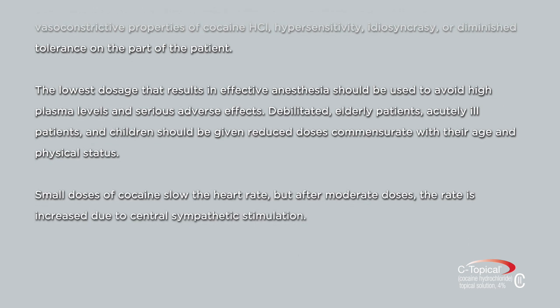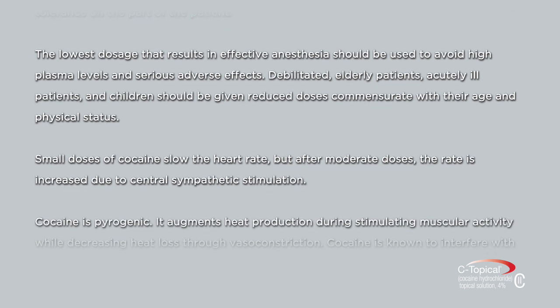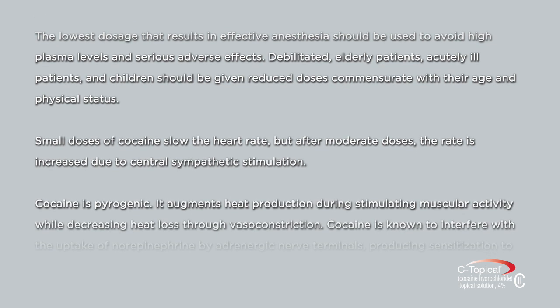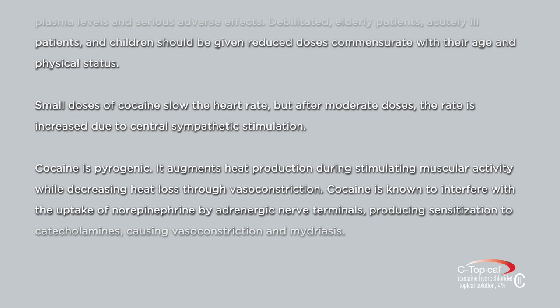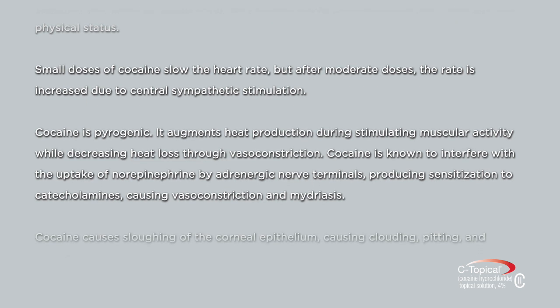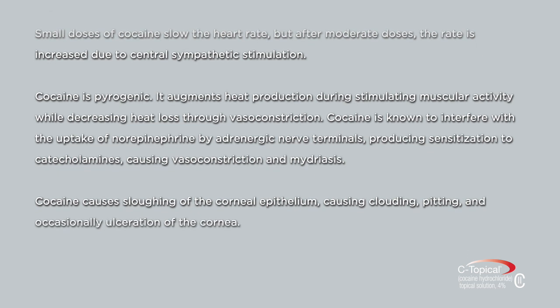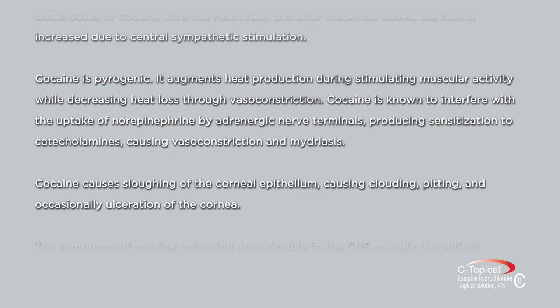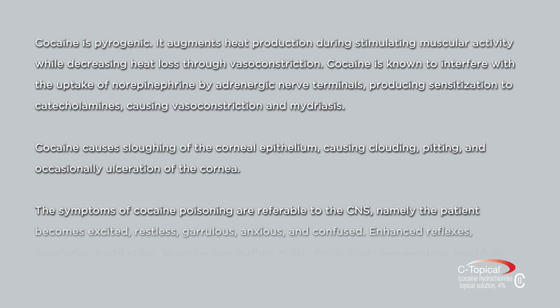Small doses of cocaine slow the heart rate, but after moderate doses the rate is increased due to central sympathetic stimulation. Cocaine is pyrogenic. It augments heat production during stimulating muscular activity while decreasing heat loss through vasoconstriction. Cocaine is known to interfere with the uptake of norepinephrine by adrenergic nerve terminals, producing sensitization to catecholamines, causing vasoconstriction and mydriasis. Cocaine causes sloughing of the corneal epithelium, causing clouding, pitting, and occasionally ulceration of the cornea.